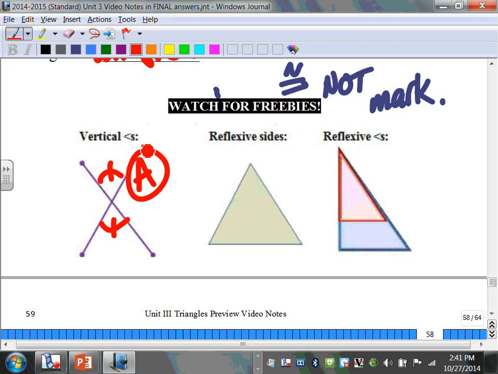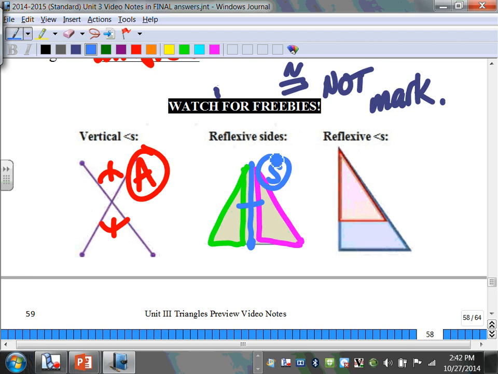A reflexive side is going to look like this. If we have two triangles here, one on the left, one on the right, that pink and green triangle both share the blue. So the blue is called a reflexive side. So hatchet, S for side. That's a reflexive side.